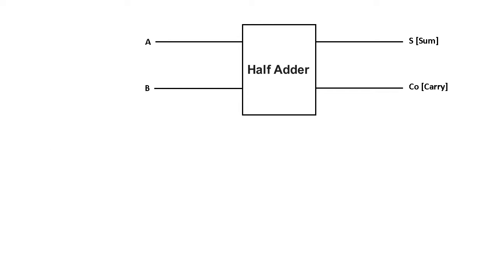Now let us understand the circuit of the half adder. You can observe there are two inputs, A and B, each can provide a single bit, and in the output there will be the sum, along with the sum there will be a carry output.